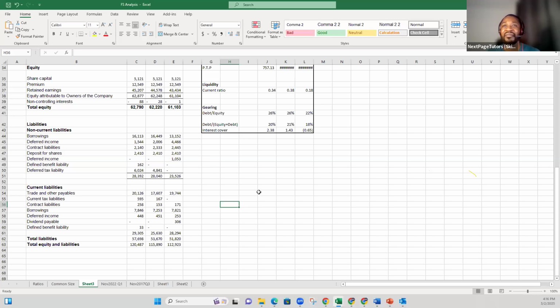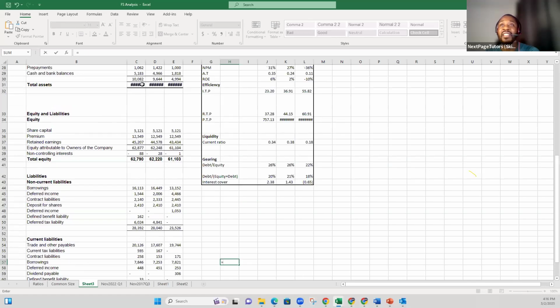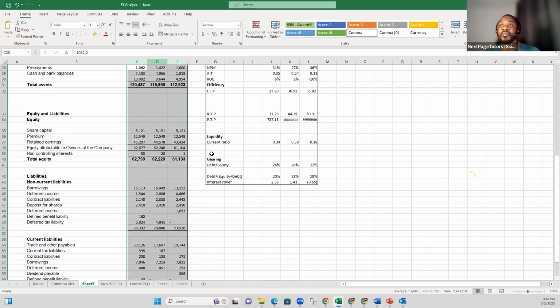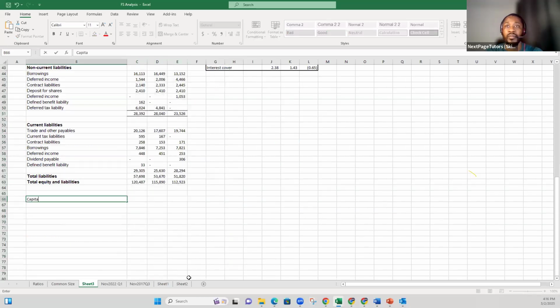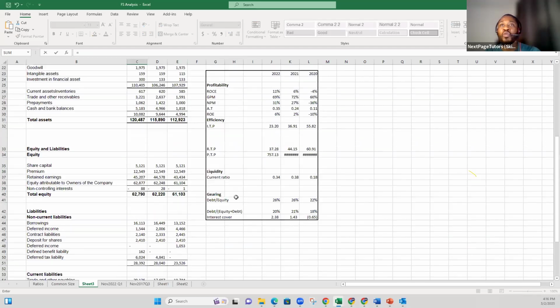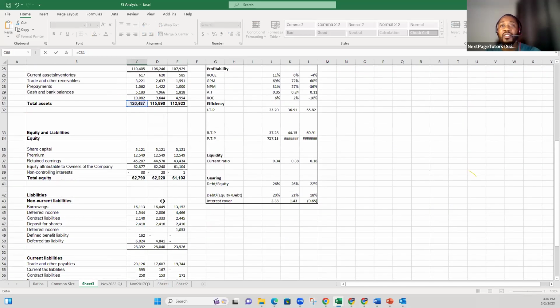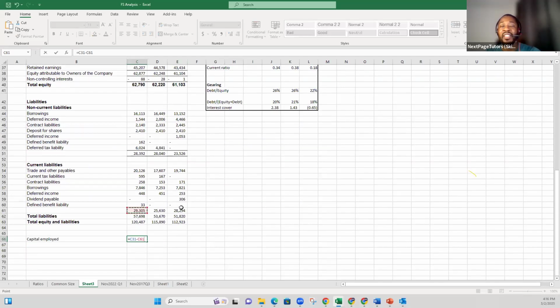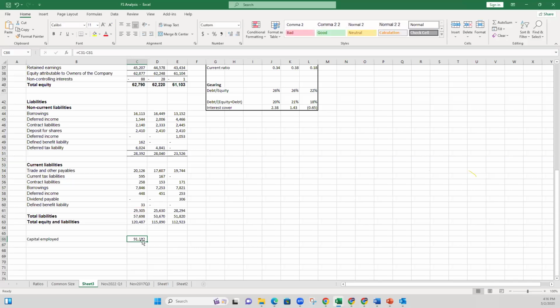One way to get my capital employed, somebody tell me. Total assets minus current liability. Total assets minus current liability. Capital employed equals total assets, this is total asset here, minus your current liability. Here, they gave you the total current liability. Take a look at it. This is the summation of your current liability. Are you with me? Yes. And this is how to get your capital employed.